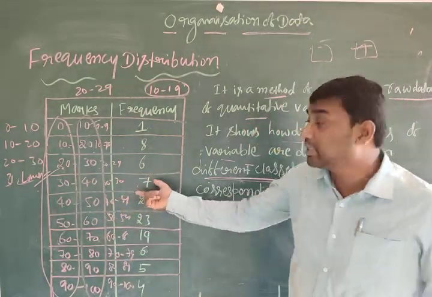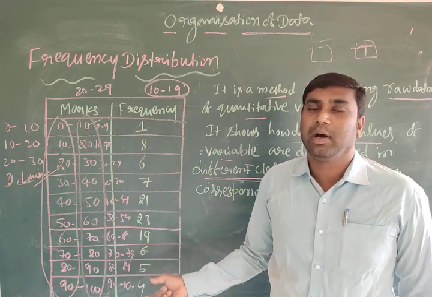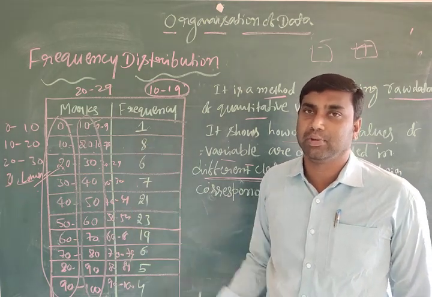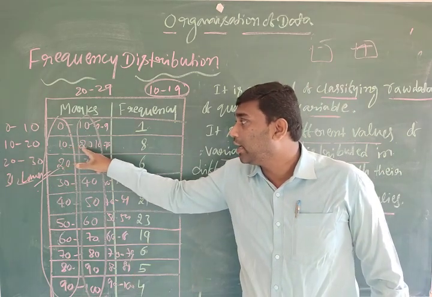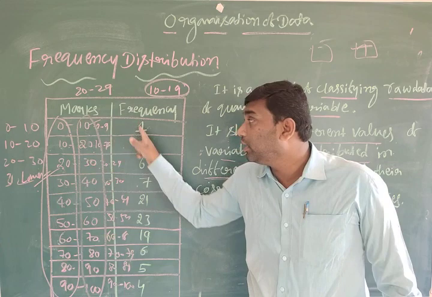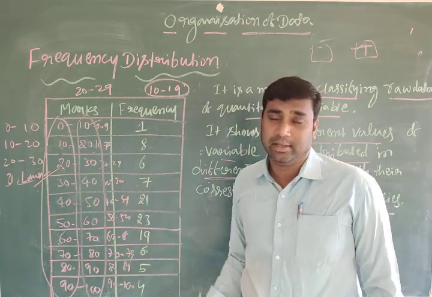To understand this table, you have to observe the raw data table, marks of mathematics obtained by 100 students. You have to calculate only 0 to 9, again 10 to 19, 20 to 29: how many students got that. You have to calculate that. At that time only you can understand easily.